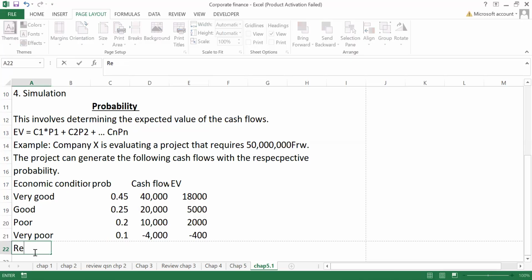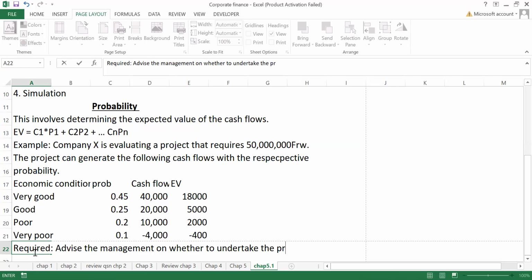So required: advise the management on whether to undertake the project. That is the required, advise the management on whether to undertake the project.